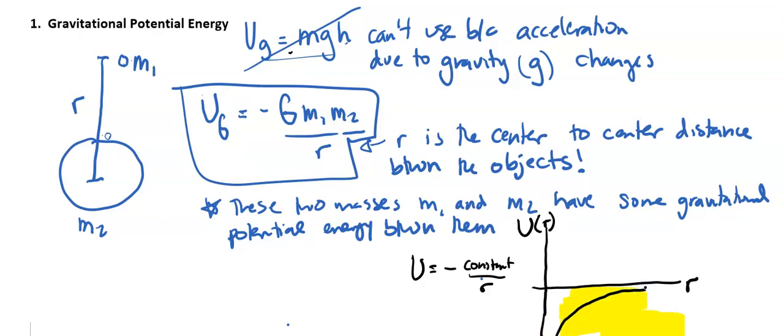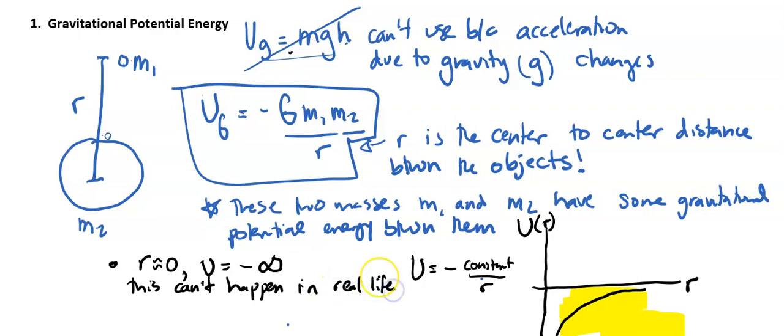Let's think about a couple things, and go ahead and write this down. When r is approximately 0, U is how big? It's like negative infinity big. Does that make sense? At this point, it is impossible for two objects to occupy the same space at once, so this can't actually happen in real life. It's a super small potential energy because the objects are basically on top of each other. This is a really small potential energy, which makes sense because there's no separation between the two objects. So U is super small.